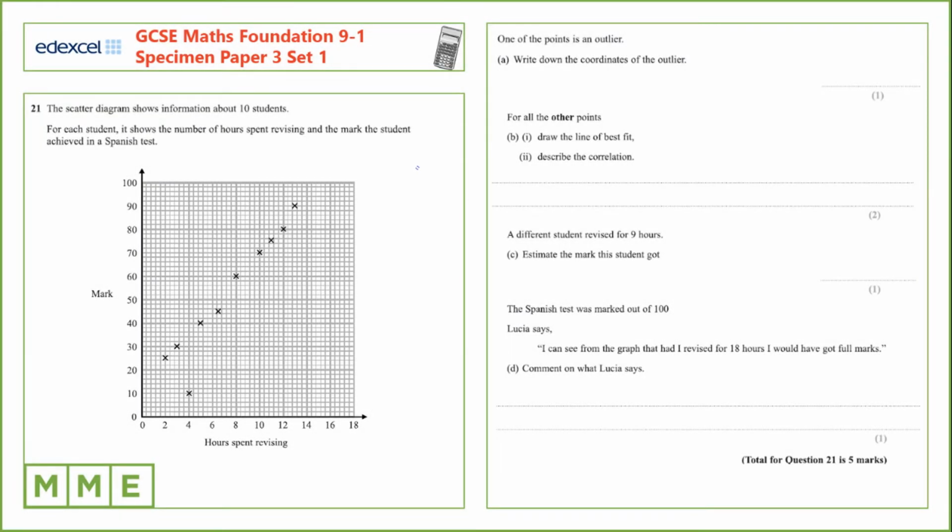Question 21. The scatter diagram shows information about 10 students. For each student, it shows the number of hours spent revising and the mark the student achieved in a Spanish test. One of the points is an outlier. Write down the coordinates of the outlier.